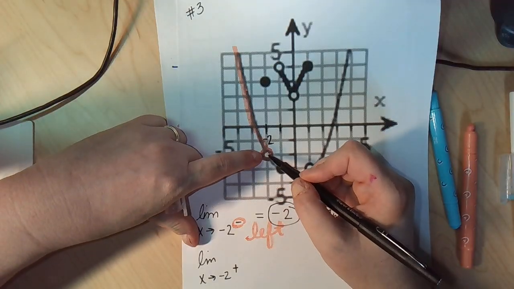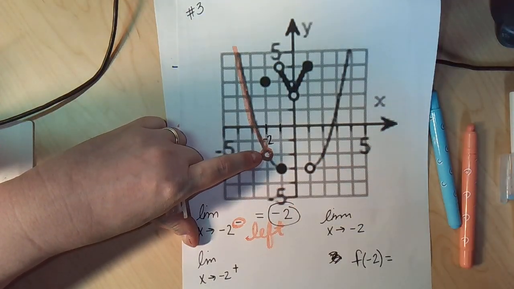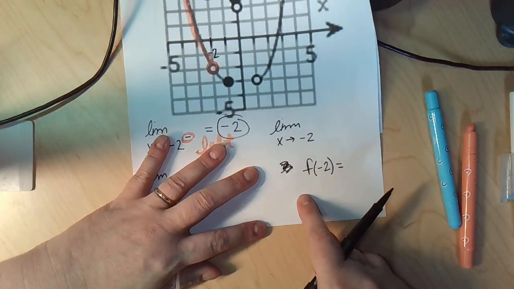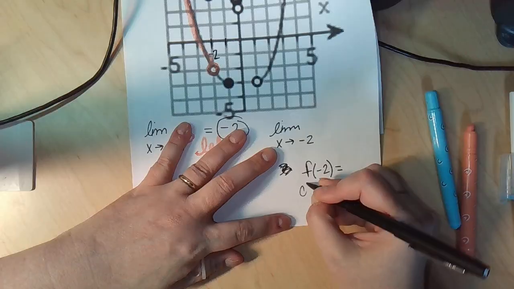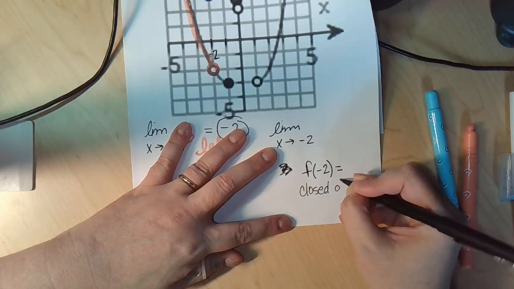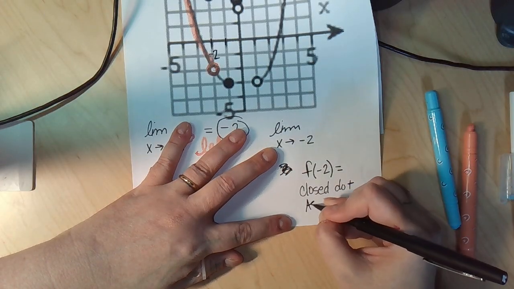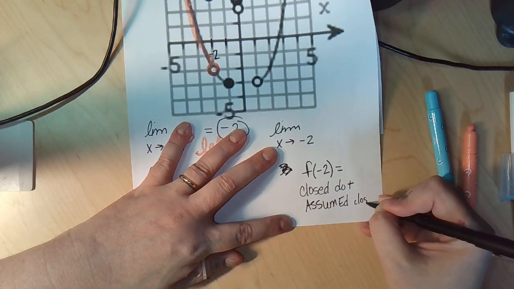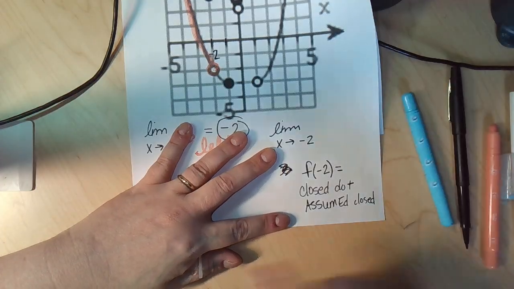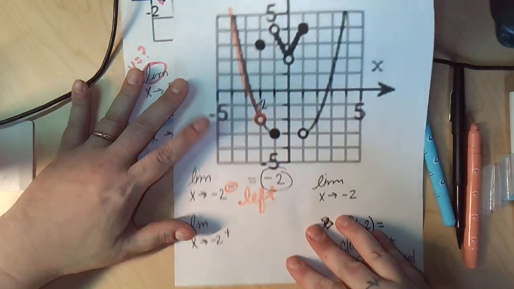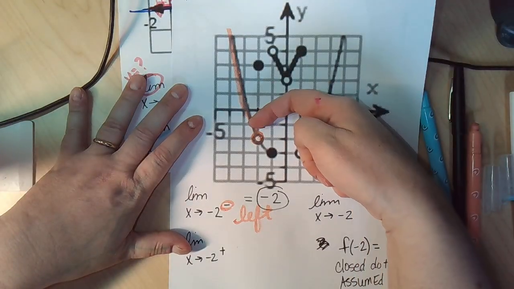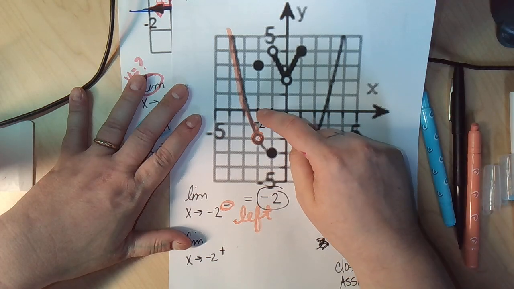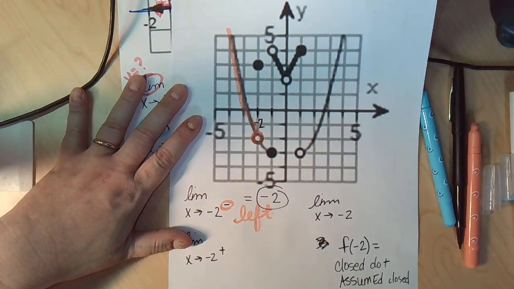Who cares whether it's an open hole? The only thing that the open hole affects is this F business, because this F business has to come from a closed dot or a closed hole, or from somewhere that you assumed was closed because there wasn't an open hole. Okay, so this is the left side of the curve. The y value when x is -2 is down 1, 2, -2.